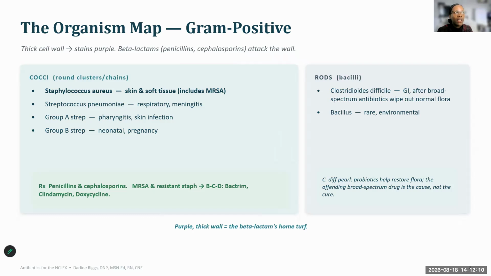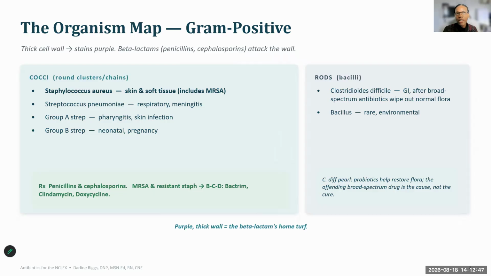So with your gram-positive, they have a thick cell wall. They're the ones who stain purple. They have that cell wall. You see the beta-lactam again. So you need the antibiotics that are going to attack that wall. So that's your cocci. You're talking your Staphylococcus aureus, your Streptococcus pneumoniae, group A and B strep. So again, we treat those with penicillins and cephalosporins, but if it's MRSA, there's purulent drainage, then we're talking Bactrim, clindamycin, and doxycycline. So you need to remember that.